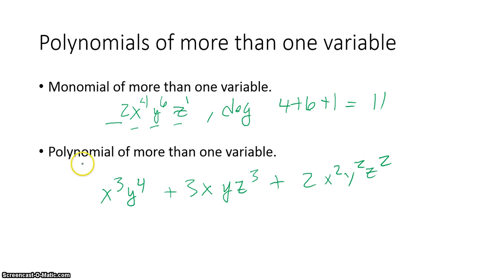Question we do want to answer about polynomials of more than one variable is also, what is the degree? Well, we can identify the degree of each of these monomials. That has degree 7. Again, we add the exponents. This one has degree 5. This one has degree 6. And what we'll do is we'll just pick off the one that is the highest degree. So 7.